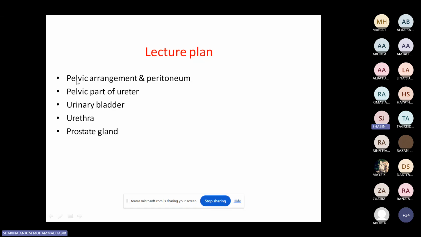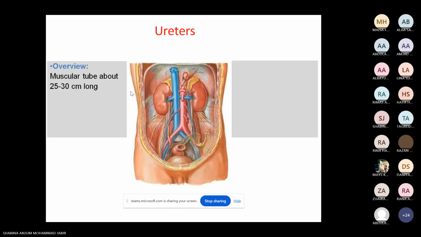Okay. So we know already how the pelvic peritoneum is arranged. What are the parts of the ureter? Did you study the ureter in the last lecture along with the kidney? Then we have the urinary bladder, urethra, and prostate. About the ureter, you already know that it is a muscular tube around 25 to 30 centimeters. Its upper end is dilated to form the pelvis. Then it is lying over some important muscles over the posterior abdominal wall.